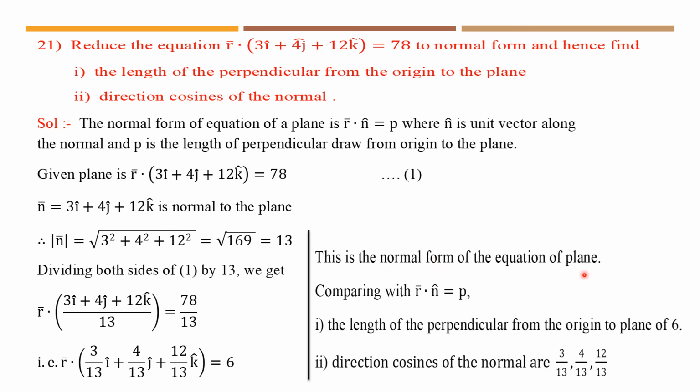This is the normal form of the equation of the plane, comparing with r vector dot n vector equal to p. Hence, first, the length of the perpendicular from the origin to the plane is p equal to 6. Also, the direction cosines of the normal are the coefficients: 3 divided by 13, 4 divided by 13 and 12 divided by 13.